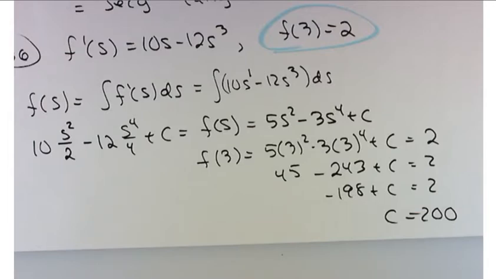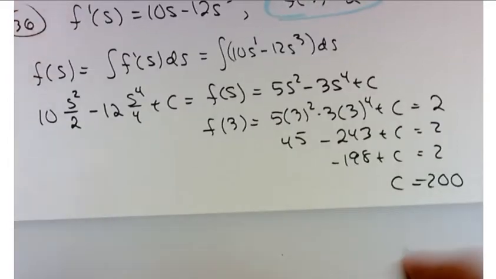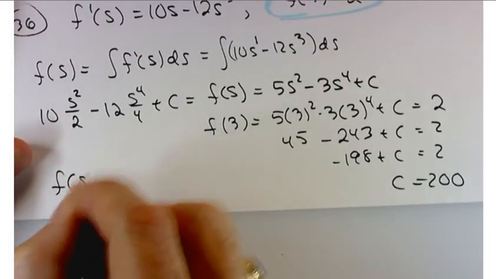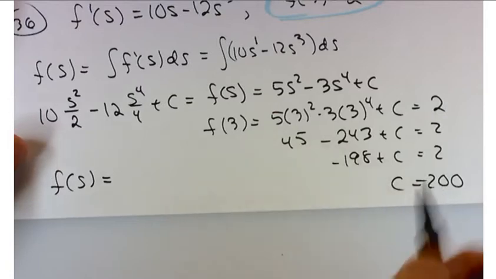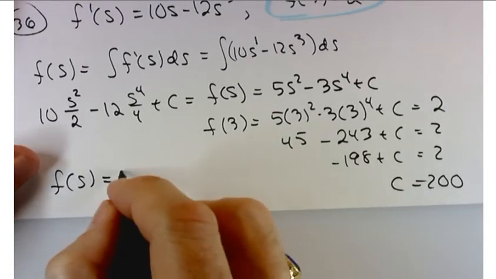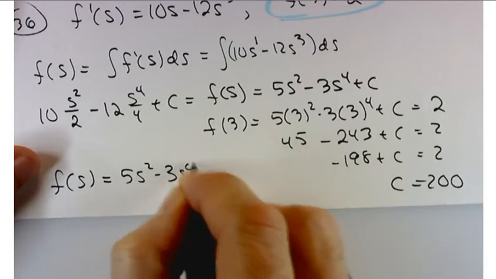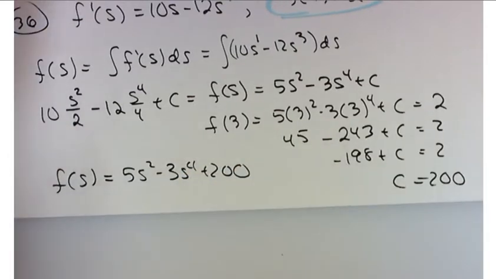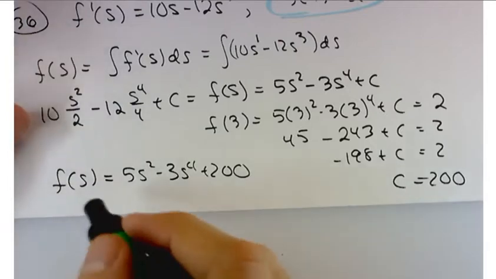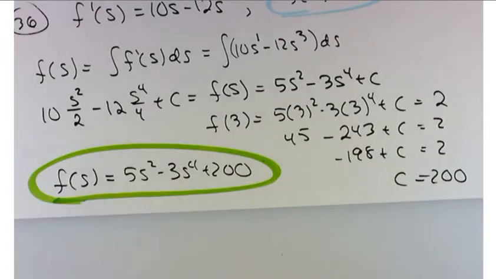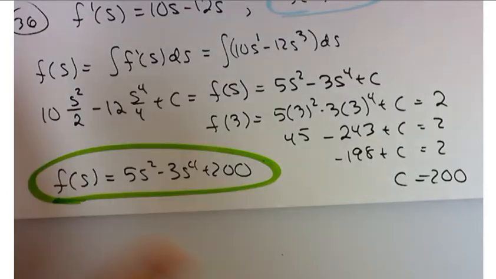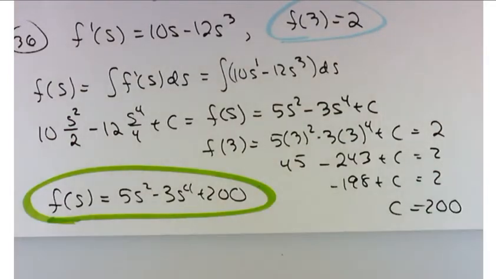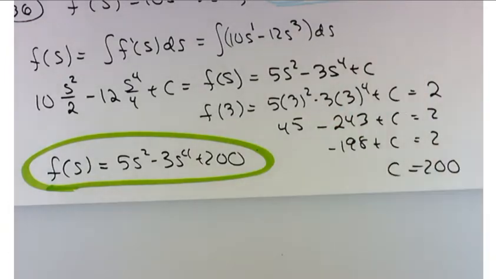It's beautiful. Let me pause for a moment. Okay. Overall, f of s, now that we know exactly what c is, is this: 5s squared minus 3s to the 4th plus 200. Nice. But what allowed us to solve for that was this extra piece of information that helped us figure out what that constant was. Yeah, if that wasn't given, then the best we could do is just leave it with a C.